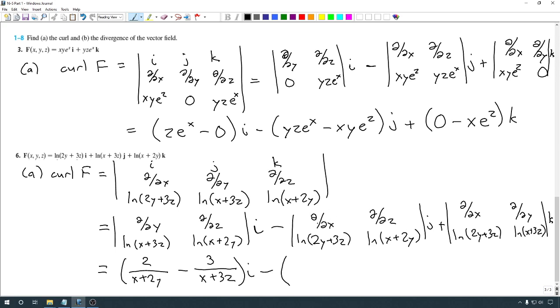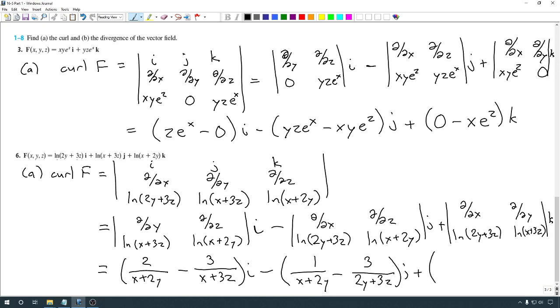Moving on to j, we have the derivative of the natural logarithm of x plus 2y with respect to x. The derivative of the inside here is just going to be a 1 this time. Then the derivative with respect to z of ln of 2y plus 3z. The derivative of the inside is a 3. So you have 2y plus 3z on the bottom and a 3 on top.